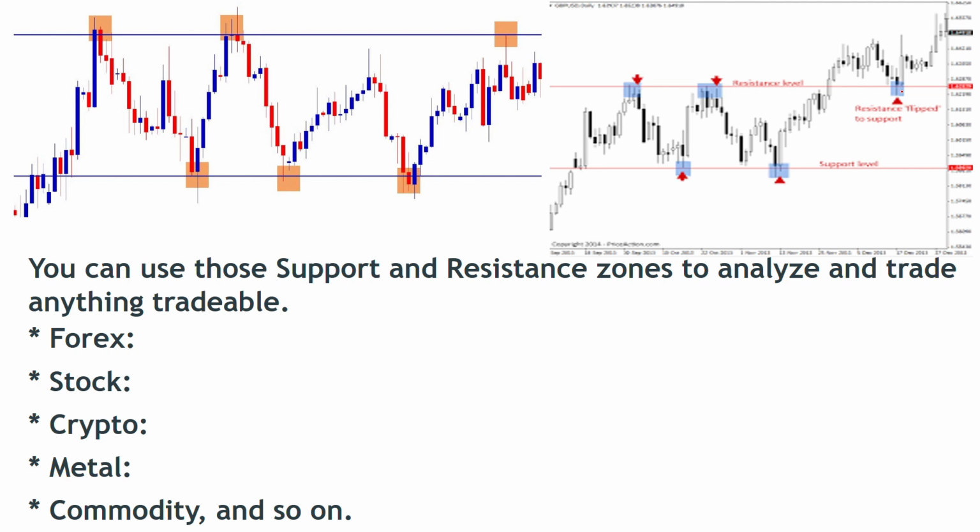You can use those support and resistance zones to analyze and trade anything tradable. Anything that is tradable, you can use these support and resistance levels to trade: in the forex space, your stocks, the crypto space, metal, commodity, and so on. Anything tradable.